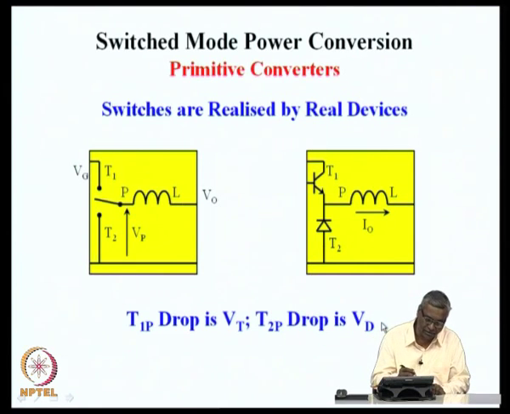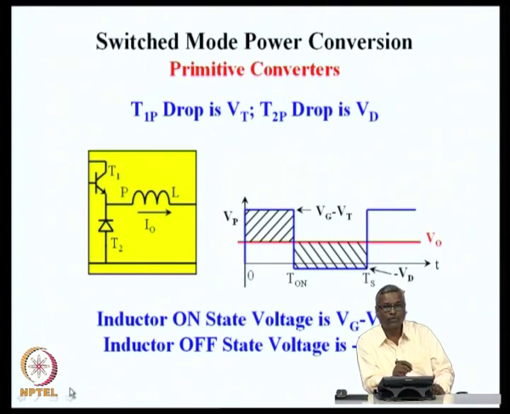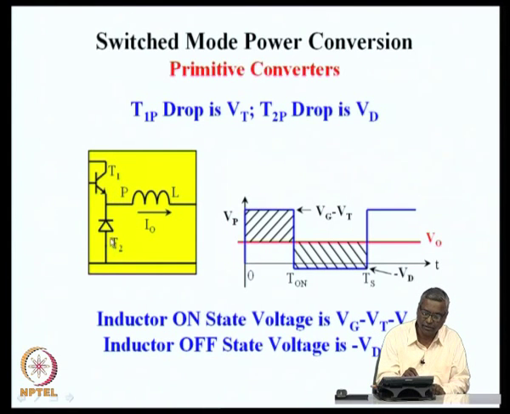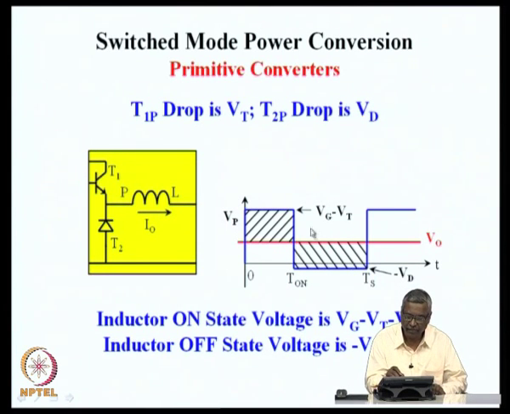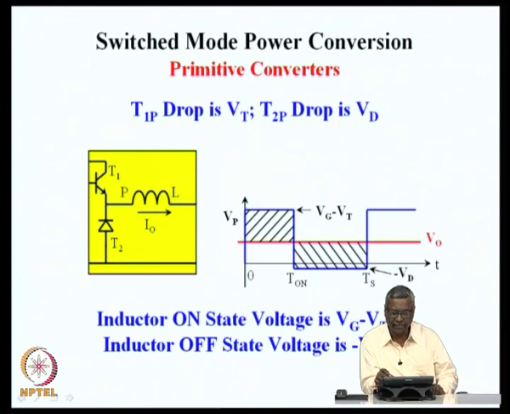So, with these definitions, it is possible to find out how the voltage conversion ratio is going to be different when these non-idealities are introduced. The switch voltage is Vt, the diode voltage is Vd. So, in the voltage across the inductor now, we will find that during the on period, the inductor voltage is Vg minus Vt minus V naught. V naught is the average output voltage, and on the freewheeling side, the voltage is diode drop minus V naught. Diode drop is in the negative direction. So, effectively, the inductor on state voltage is Vg minus Vt minus V naught.